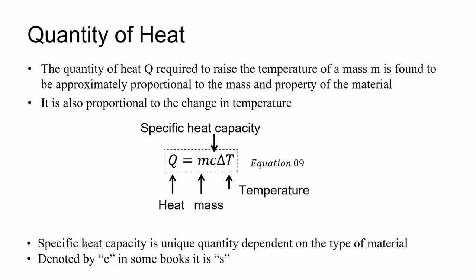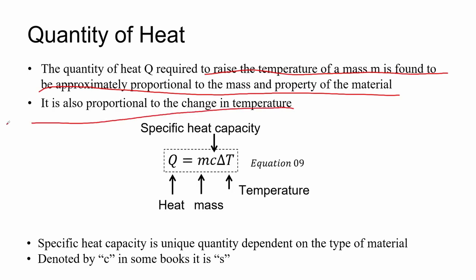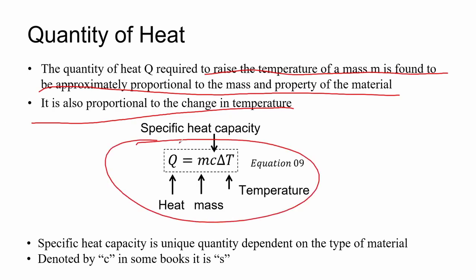Quantity of heat is the required physical quantity to raise the temperature of a mass m, and it is found to be approximately proportional to the mass and property of the material. The property of the material refers to the heat capacity that is dependent on the type of material. This property separates what materials are best as heat conductors and heat insulators. The quantity of heat is also proportional to the change in temperature. Equation 9 shows the expression for quantity of heat denoted by symbol Q.